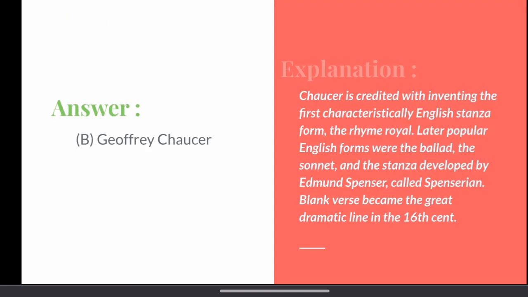Chaucer is credited with inventing the first characteristically English stanza form, the rhyme royale. Later popular English forms were the ballad, the sonnet, and the stanza developed by Edmund Spenser, called the Spenserian stanza or Spenserian sonnet. Blank verse became the great dramatic line in the 16th century. So the next question is.